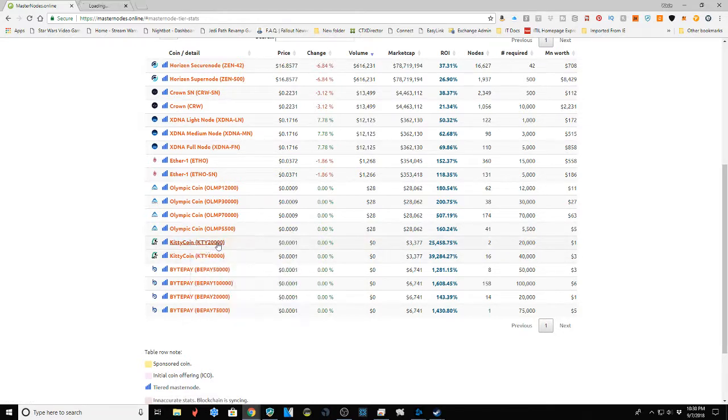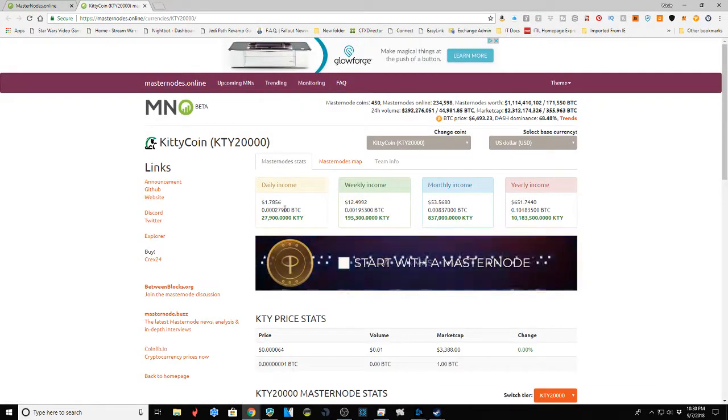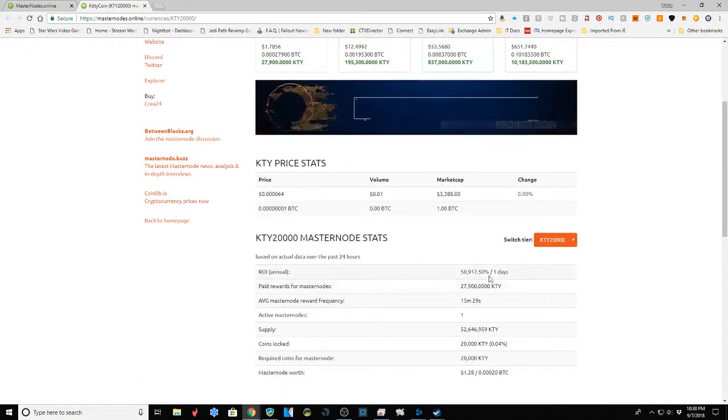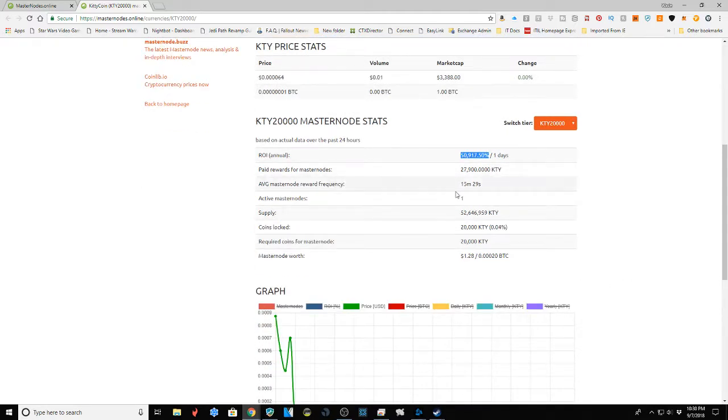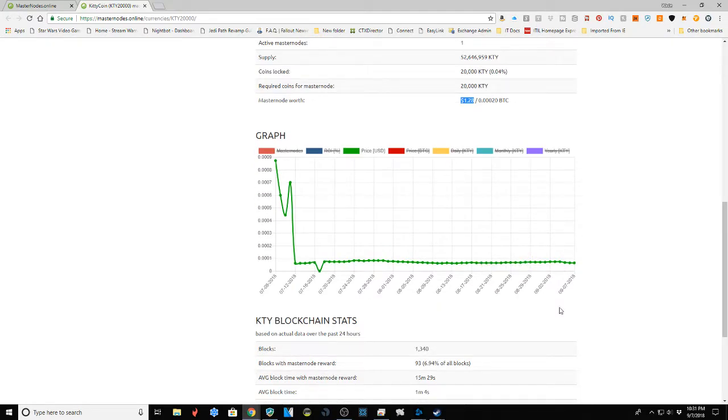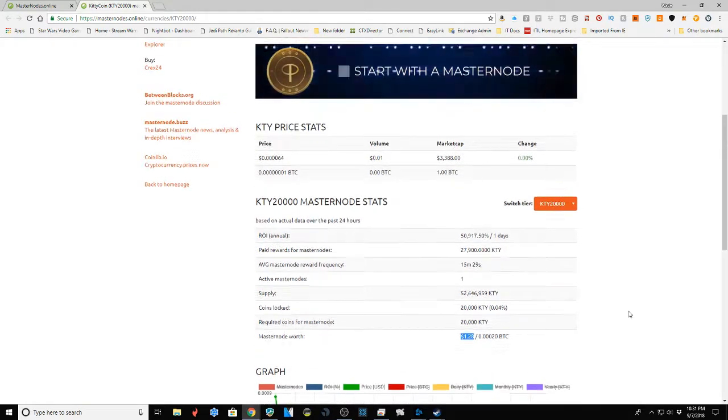Now, if we look at the Kitty 20,000, it's telling us we're going to earn $1.78 a day, $12 a week, $53 a month, or $651 a year. Kittycoin has a 50,917.5% return on investment. 20,000 Kitty is only going to cost you $1.26. Now, if this seems like it's too good to be true, you better believe it is.